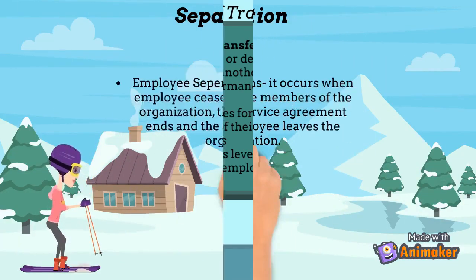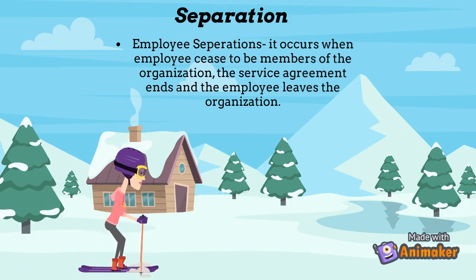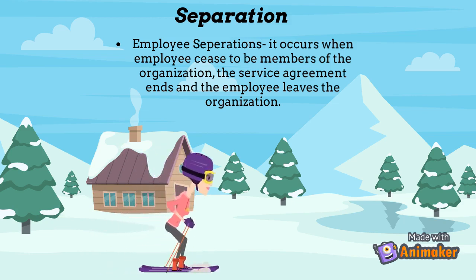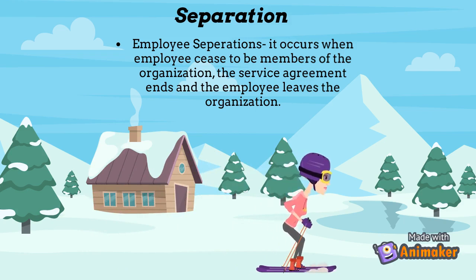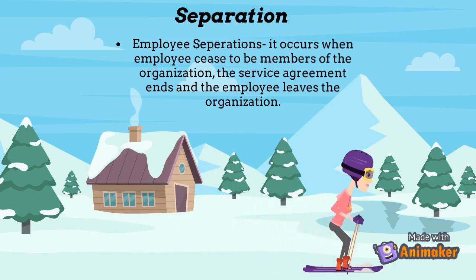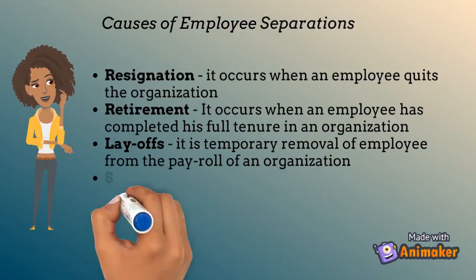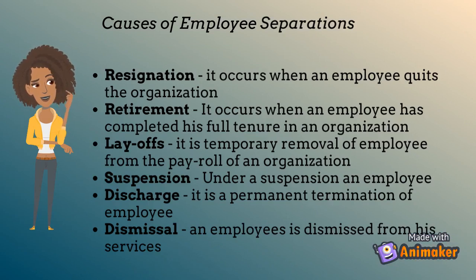Separation. Employee separation occurs when employees cease to be members of the organization, the service agreement ends, and the employee leaves the organization. Causes of employee separation. Resignation. It occurs when an employee quits the organization on voluntary, personal, or professional grounds. Retirement. It occurs when an employee has completed his full tenure in an organization. It may be voluntary retirement, compulsory retirement, or retirement due to the death of the employee.